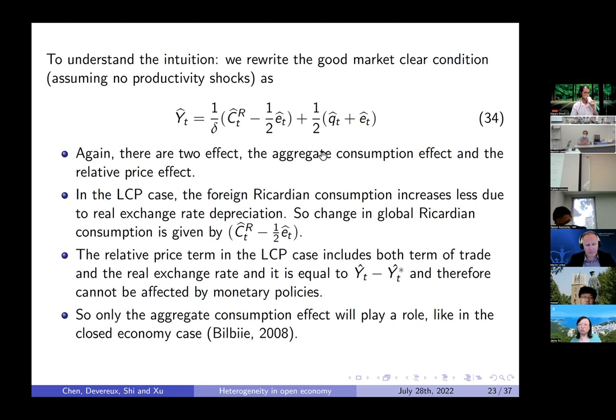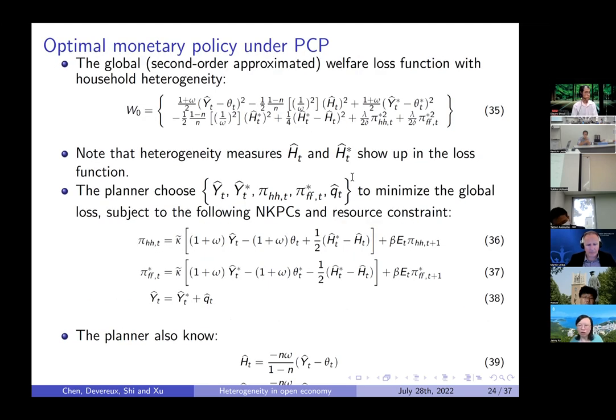So in this case, we are going to go back to the closed economy case. When n is small, output will increase after the monetary shock. When n is large, the output will decrease. So there will be a monetary trap. Okay. So now let me go to the optimal monetary policy.